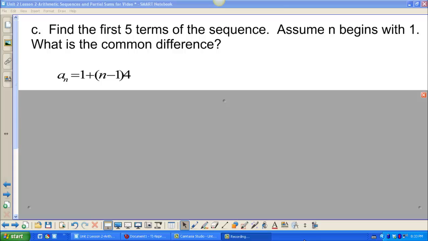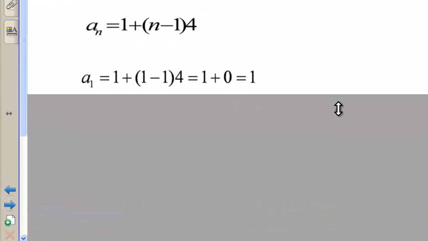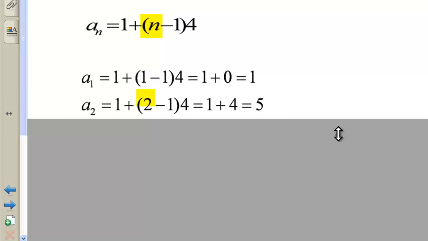On this example, we're going to find the first 5 terms of the sequence, and we're going to assume n begins with 1. What is our common difference? Well, when I want to find the first term, I take the number 1 and I substitute it in for n. So I get 1 plus 1 minus 1, which is 0, times 4, which yields 1 plus 0, which is 1. So the first term of the sequence is 1. To find the second term of the sequence, I substitute in 2 for n. So a sub 2 equals 1 plus 2 minus 1, which is 1 times 4. So 1 plus 4 yields 5.